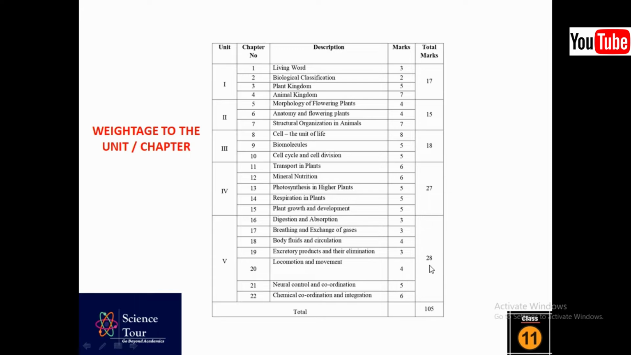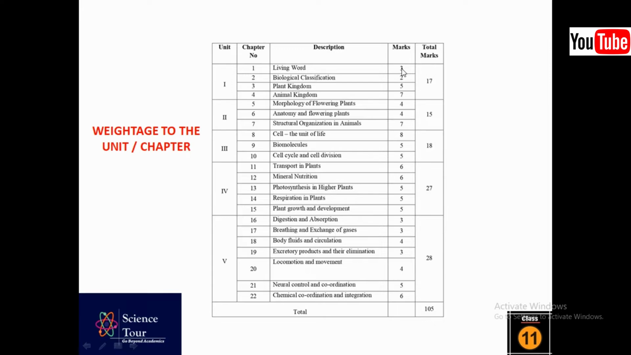Now if you see all these unit-wise distribution of the marks, you will get an idea as to which unit I have to give maximum importance from the board point of view. Now coming to the chapter-wise weightage. First chapter, the living world. The living world has only 3 marks. So that means least weightage for this particular chapter.